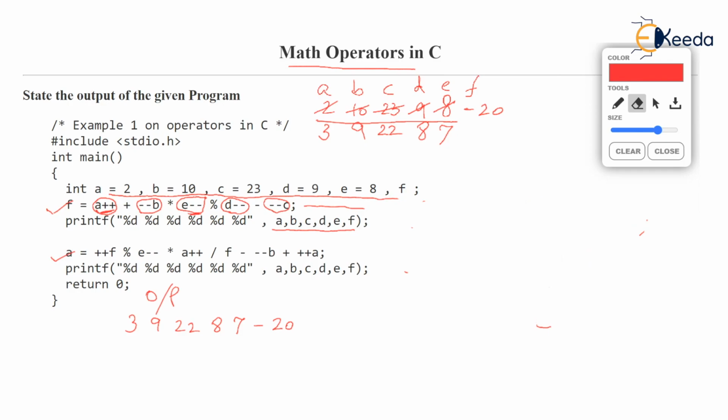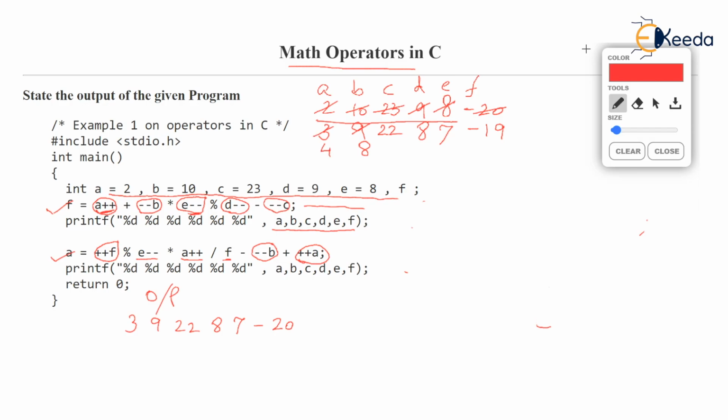Okay, let's check that. The expression here contains the prefix increment, so we should first increase f. Minus 20 when increased by 1 becomes minus 19. Next is e minus minus, and a plus plus is postfix. F does not have any prefix or postfix associated with it, but minus minus b is the prefix. So we will decrease b by 1 and b becomes 8. Also, plus plus a here is the prefix, so we will increase a by 1 and a becomes 4.